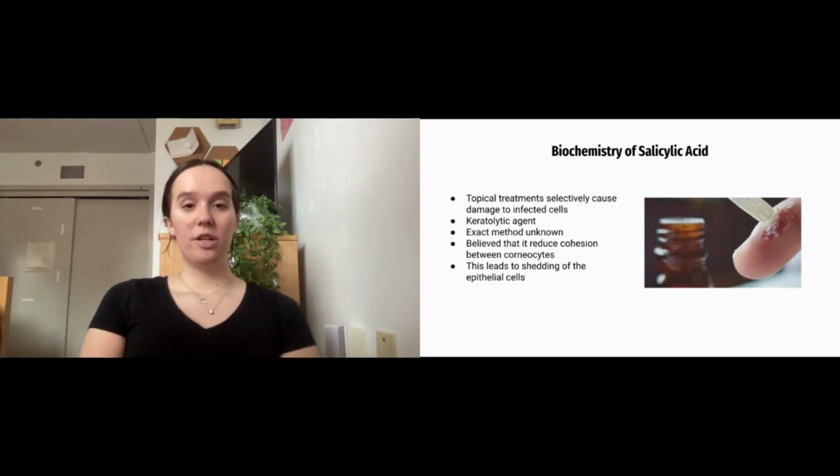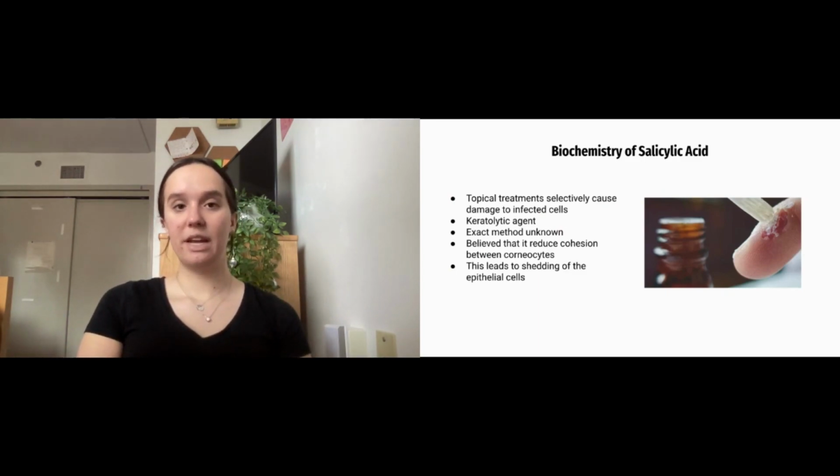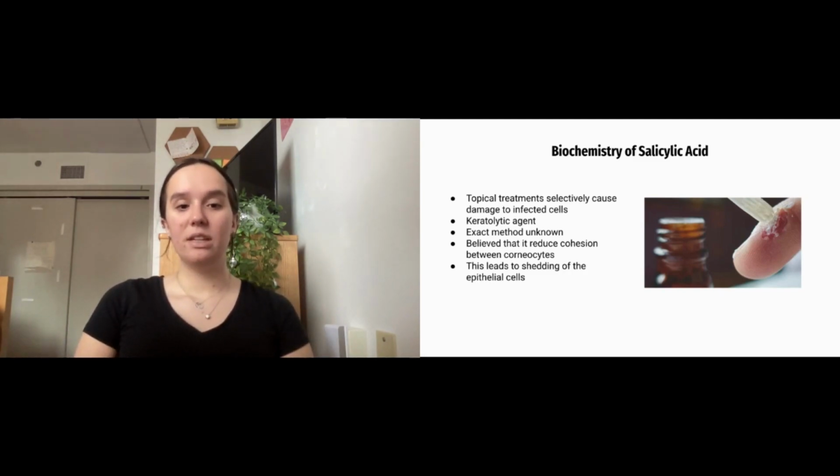So then going into the biochemistry of salicylic acid, it is a topical treatment, and along with the other ones, it selectively causes damage to the infected cells from HPV. And it is also a keratolytic agent, which means that it causes the skin of the warts to shed and pretty much fall off, which helps get rid of them. The exact method of how it works is unknown, but it is believed that it reduces the cohesion between the corneocytes, which have to do with the keratin in the cells that keep it strong in the skin. And then once this happens, it leads to the shedding of the epithelial cells, so then the skin falls off and it becomes smooth and there's no more wart after.